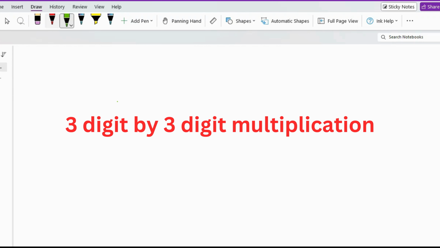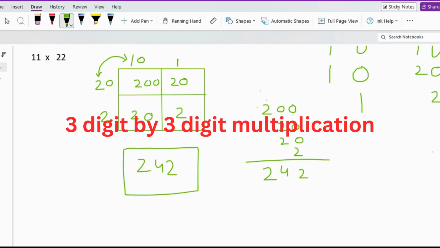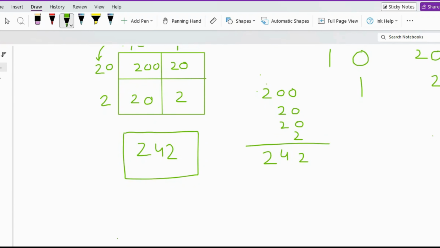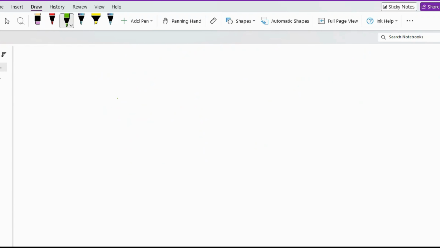If you remember in yesterday's video, we talked about multiplication of numbers using the box method. And if you remember, this is the problem that we worked on yesterday. We multiplied 2 by 2 numbers. And in today's video, we are going to multiply 3 by 3. Let's see how we are going to do that.